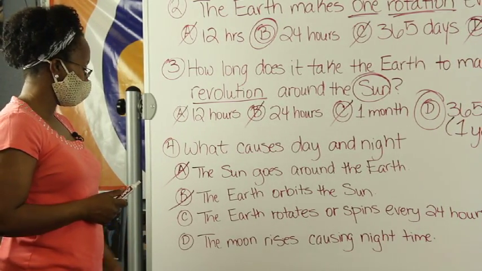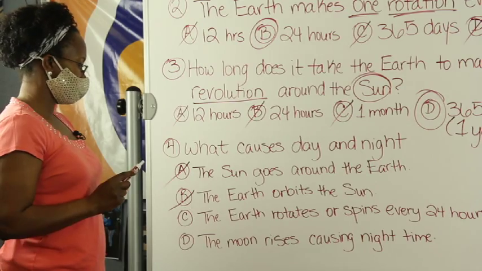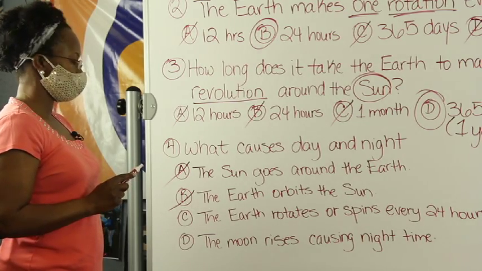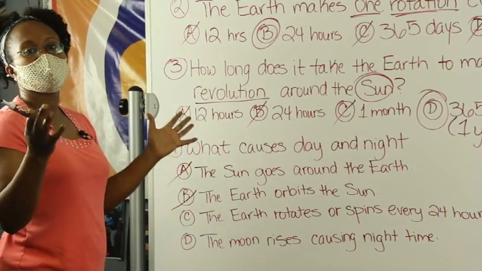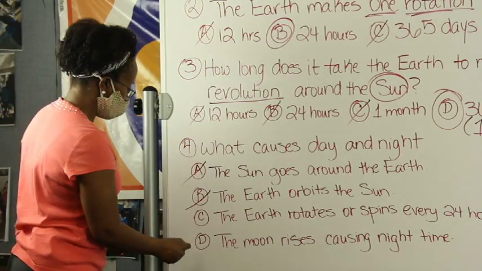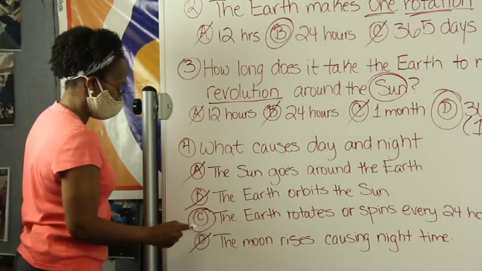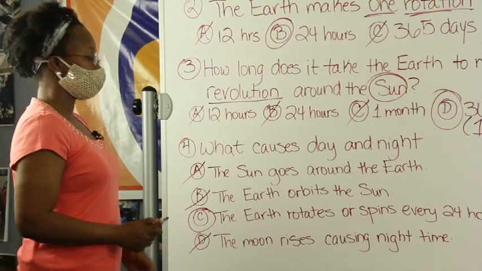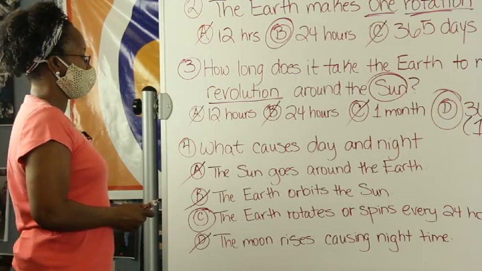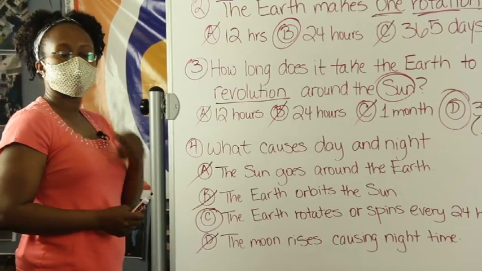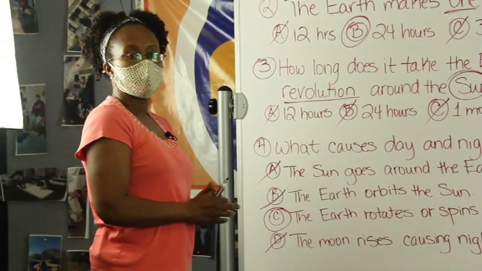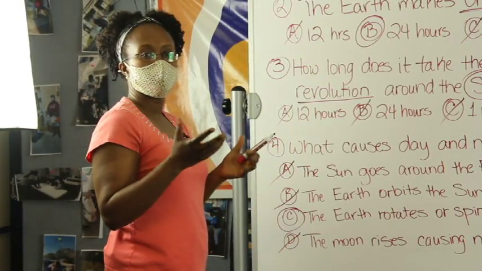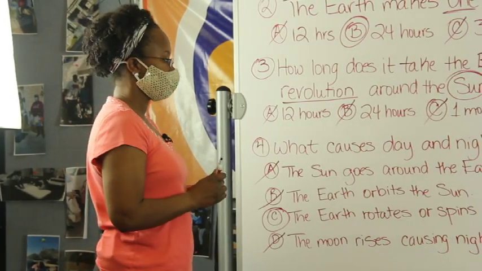And let's read D. The moon rises, causing nighttime. The moon has nothing to do with that. So we're going to mark it out. So our answer is C. The correct answer is C. Okay? And I hope that was pretty simple for you and that using the balls helped you understand the concept.